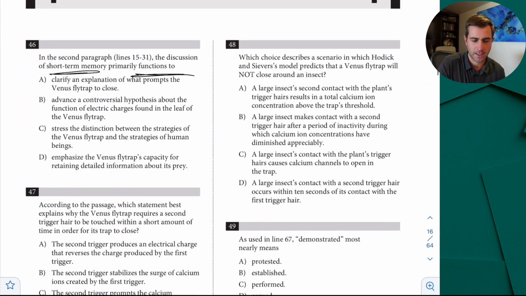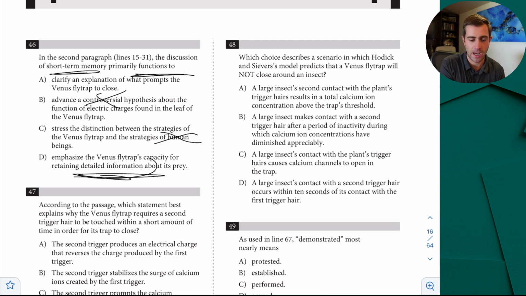So we'll come back down here. Nothing controversial. So that's why I can immediately knock off B. Clarify an explanation of what prompts the Venus flytrap to close. This seems to be correct. Stress the distinction between the strategies of the Venus flytrap and the strategies of no reference of humans at all. Emphasize the Venus flytrap's capacity for retaining detailed information about its prey.